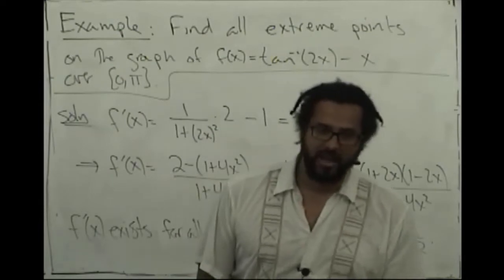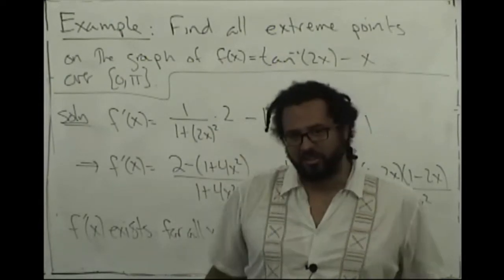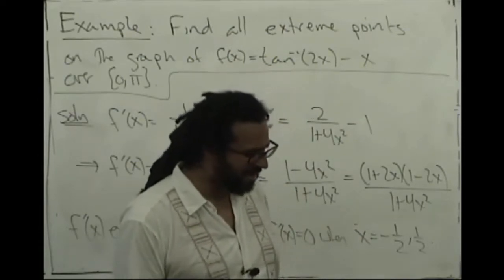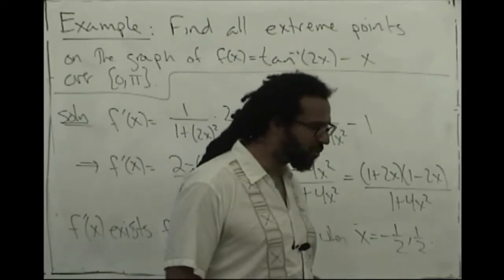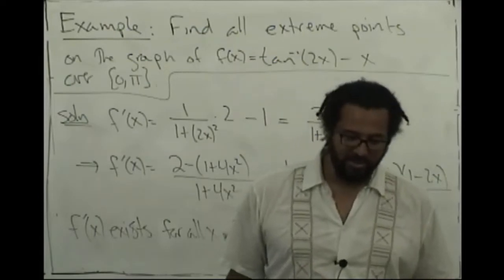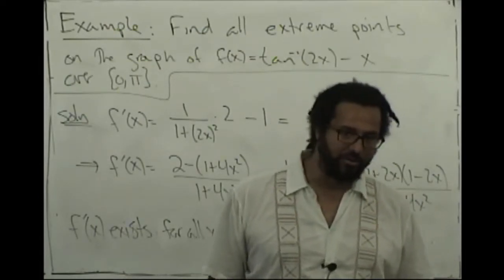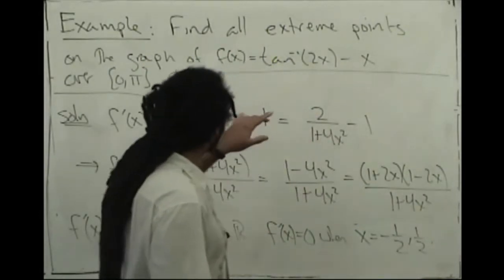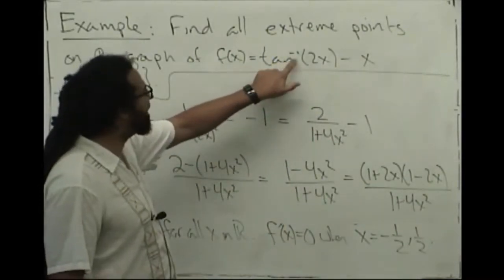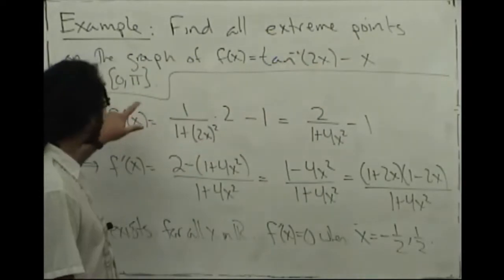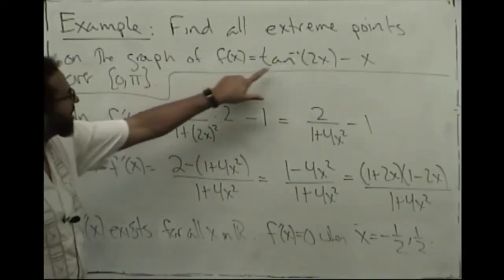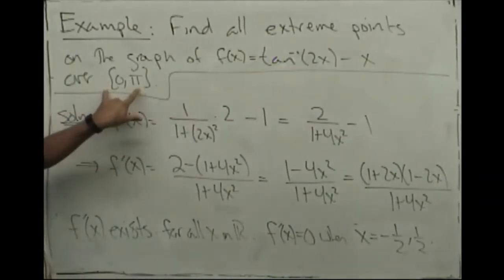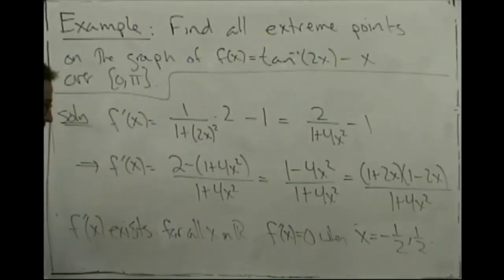Let's look at an example of finding extreme values of a more advanced function without having to sketch the graph. So we just want to use some analysis or algebra, whatever you want to call it, to figure this thing out. So here's the function. It's tangent inverse of 2x minus x. And we want to find the extreme values of this function on the closed interval from 0 to pi.